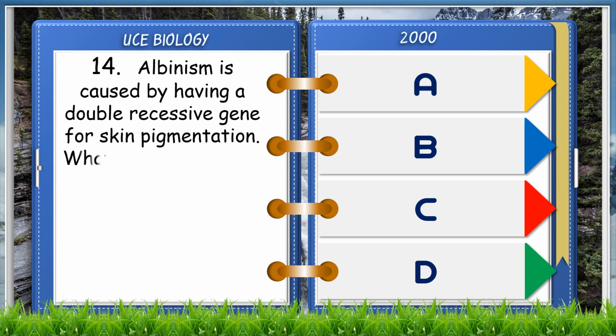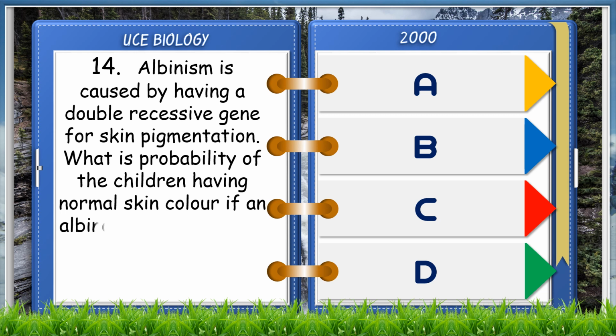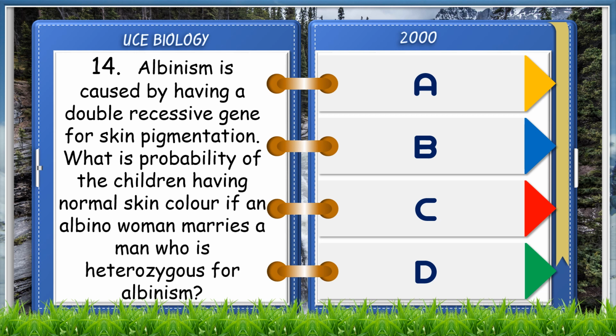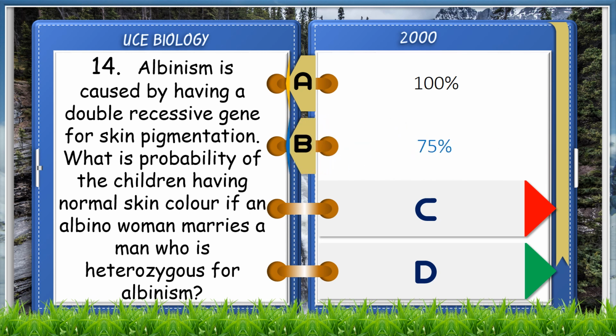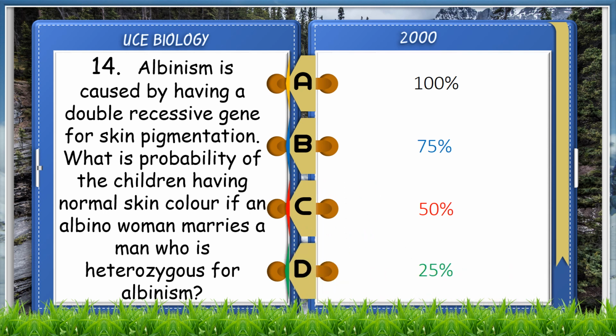Albinism is caused by having a double recessive gene for skin pigmentation. What is the probability of the children having normal skin color if an albino woman marries a man who is heterozygous for albinism? A. 100%. B. 75%. C. 50%. D. 25%. The answer is C. 50%.